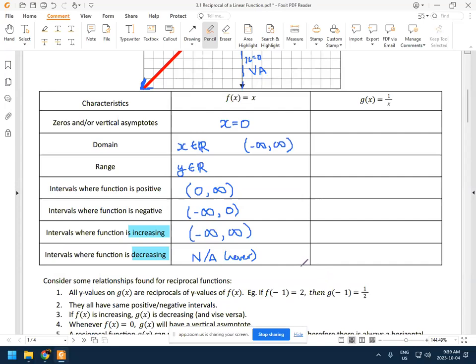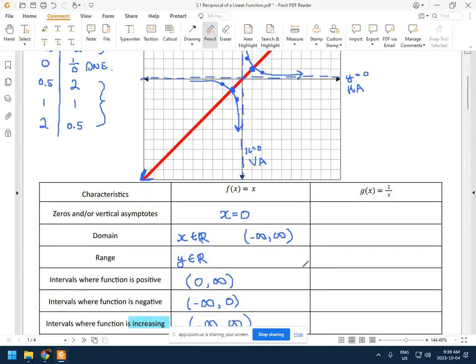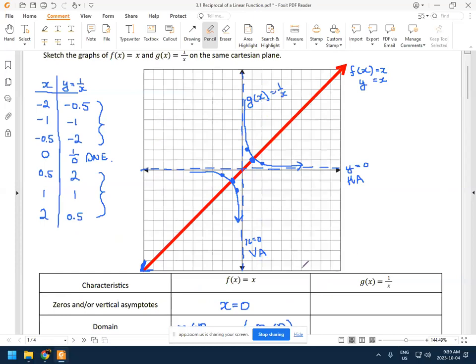Yes? Could you explain the increasing and decreasing? Sure. Increasing and decreasing simply means, is the y value getting bigger or smaller? So typically what I say is, from left to right, you take a look at it. You're walking this way, going left to right. Am I going uphill or downhill? Uphill. So it's increasing. I'm going up the y value, right?